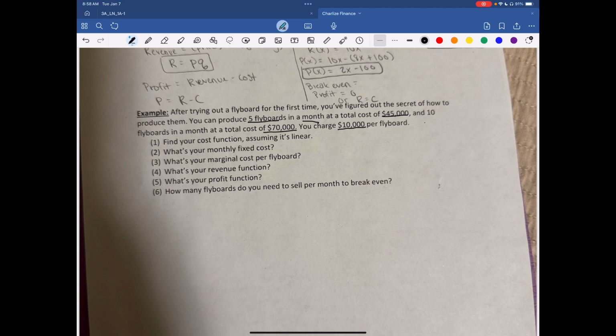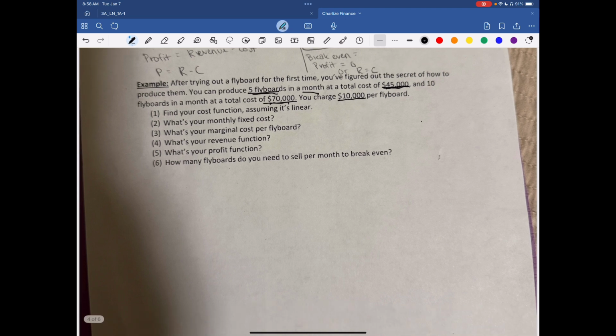So this form might look familiar. It's telling you two different things, and the most important thing to remember here is that these can both be represented by the same function. Because you are producing them under the same conditions, these two numbers, the 5 flyboards in a month at a cost of 45,000 and 10 flyboards a month at a cost of 70,000, can be seen as coordinates.